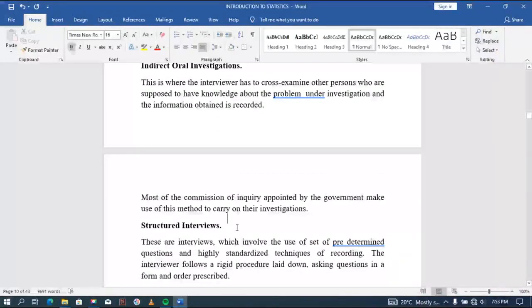Then we have structured interviews. These are interviews which involve the use of a set of predetermined questions. The interviewee is presented with a set of questions which he has to answer. These predetermined questions use highly standardized techniques of recording. The interviewer follows a rigid procedure laid down, asking questions in a form and order prescribed.